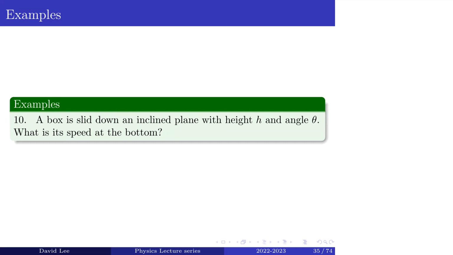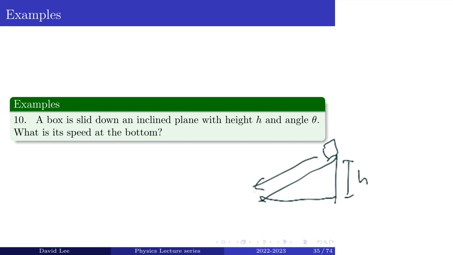Okay, it's been roughly a minute. Hopefully you're done by now. Yeah, this is just so you can basically just apply conservation of energy. So right here, the block is at a height h, and at the bottom, the block is at a height 0. So what you would do here is the initial energy is equal to the final energy.